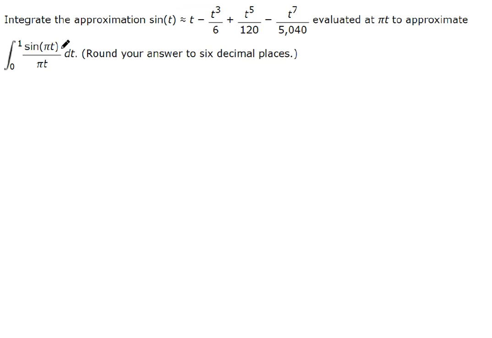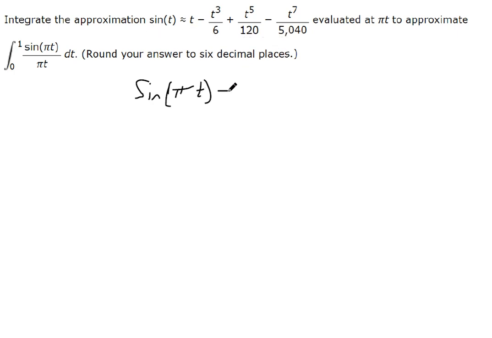So we're asked to approximate this integral using the fact that sine of t is approximately equal to this when you start splitting up the terms of the Taylor series. So that means that, look, we don't have sine t, we have sine pi t. So we can rewrite a bit the above approximation.